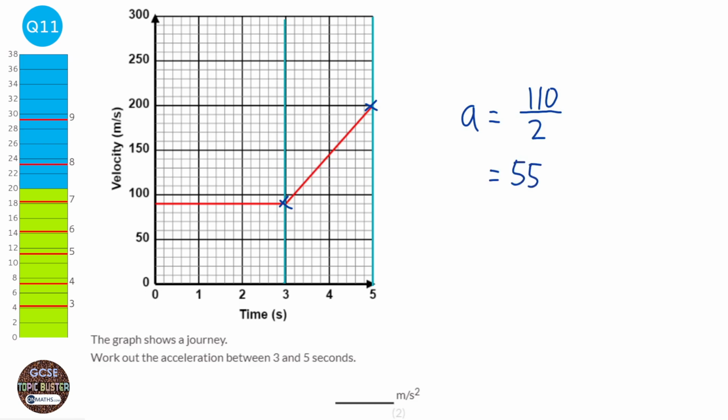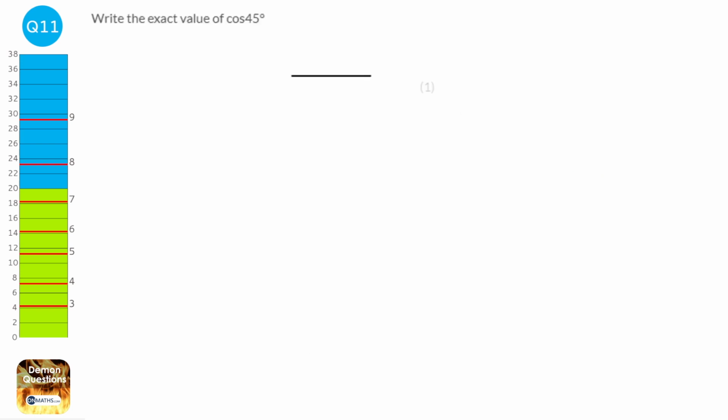And the units will be the meters per second, because that's velocity, per second, or meters per second squared. And so it's 55 meters per second squared.